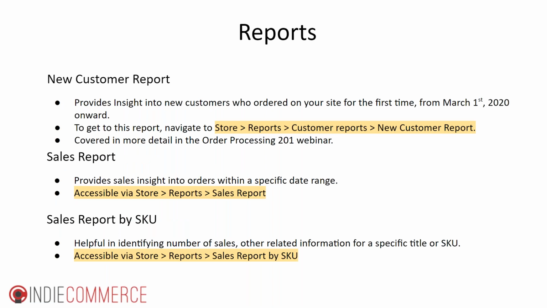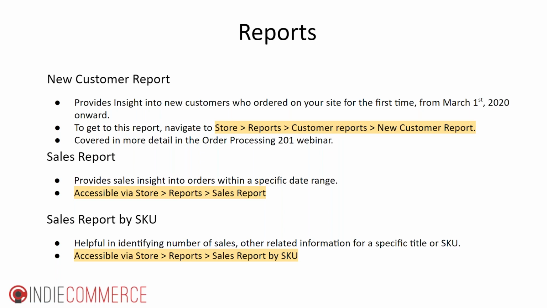We have a very new report that is available on all sites called the new customer report. This report, covered in our webinar Order Processing 201, goes through this in a lot more detail. However, this report covers the information on customers who ordered on your site for the first time from March 1st, 2020 onward. There's also data filters on this report, so you can look at any date range you'd like to. To access this report, you can head to Store, Reports, Customer Report, New Customer Report. And again, this one's covered in more detail in our Order Processing 201 webinar.